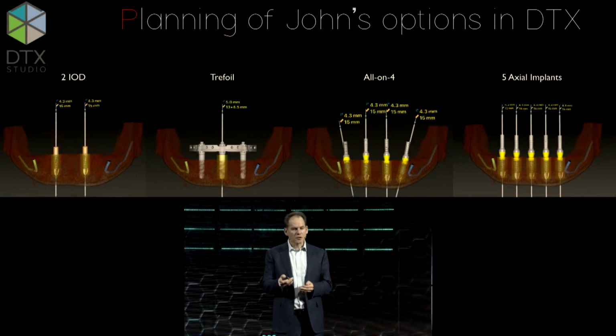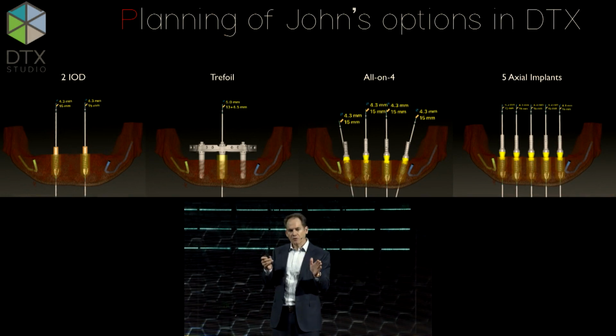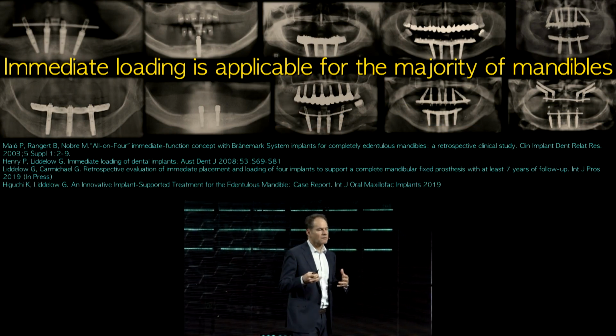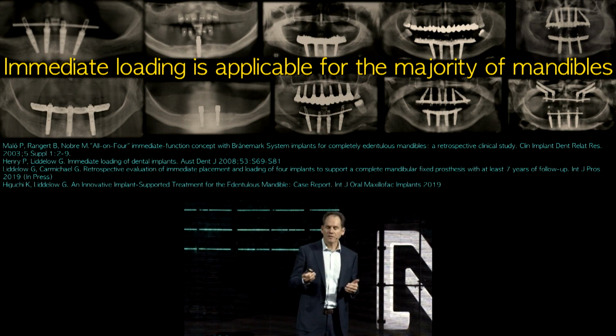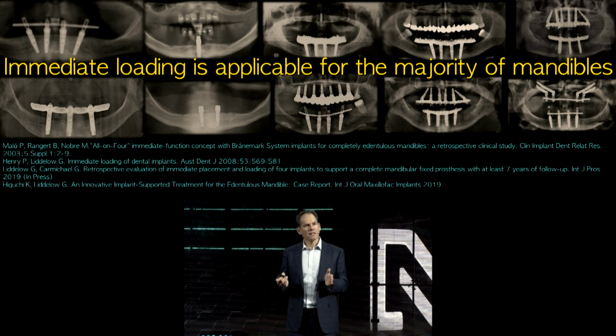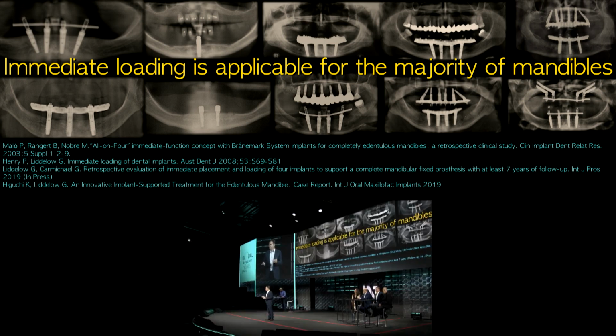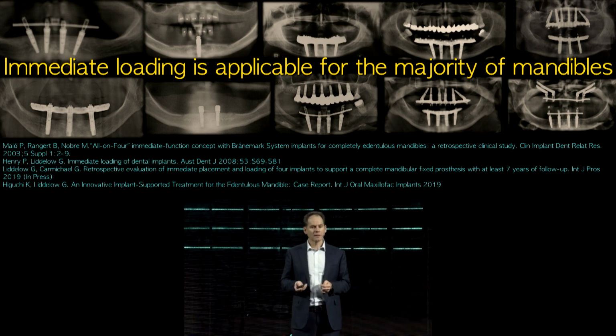So if we go back to John, and we're talking about our different options, he's got enough bone for implants in all those different things, and he's got sufficiently good quality bone to have immediate loading. In fact, immediate loading for pretty much all of our implant cases in the mandible is a given. So it's very rare that we don't immediately load our mandibles.